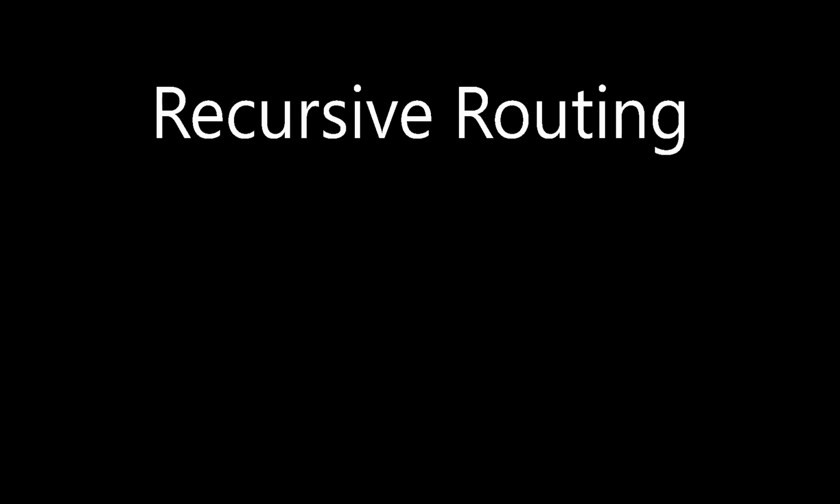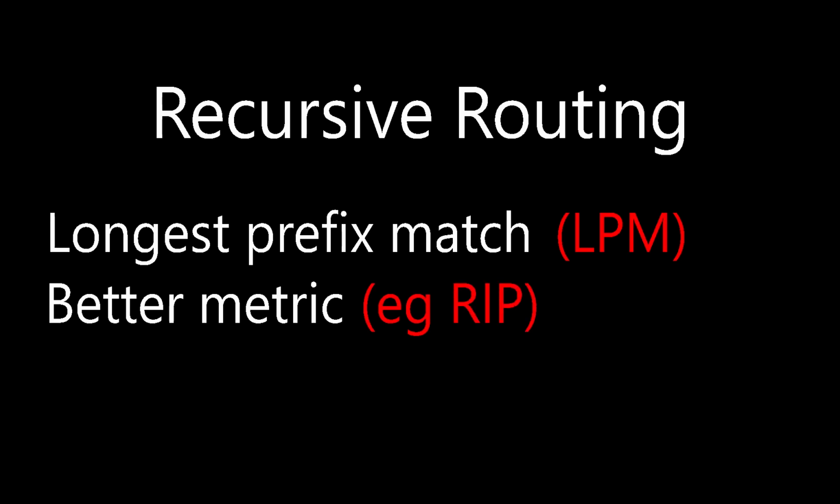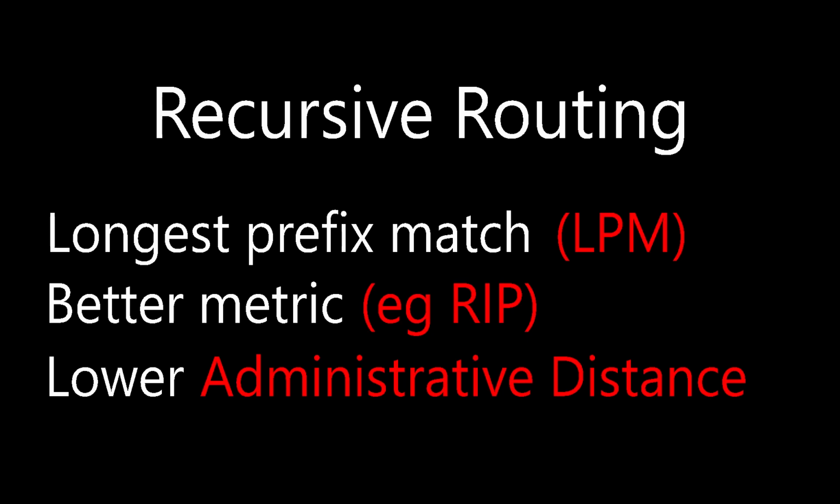So, as I said earlier, this is called recursive routing, and can happen when the underlay routes leak into the tunnel. As we just saw, this can happen due to LPM. Regardless of other factors, longest match always wins. It can also happen if the route over the tunnel has a better metric. Think of RIP for example. Its metric is based around hop count. The tunnel certainly has a better hop count than the underlay. A less likely case is when the tunnel uses a routing protocol with a lower administrative distance than the underlay.